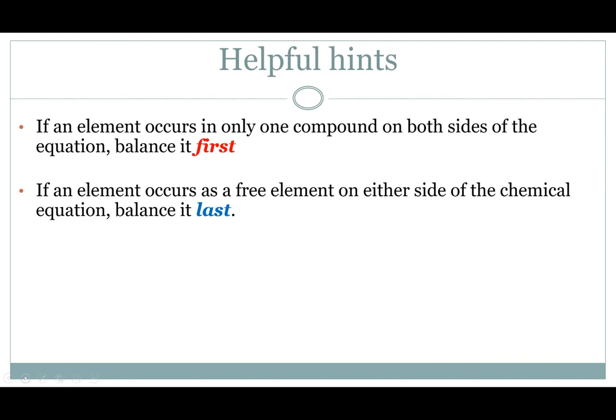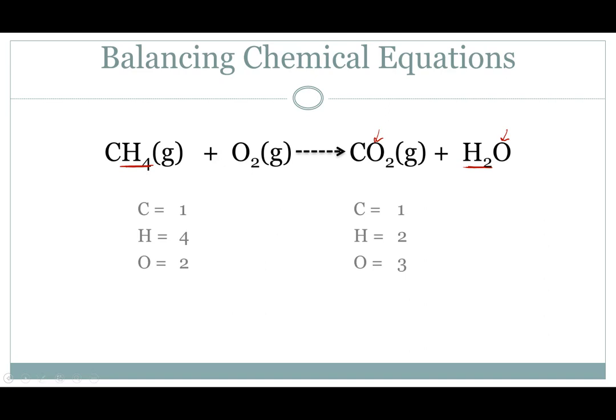If an element occurs as a free element on either side of the equation, balance that last. So again, back to our example. Here we see oxygen was a standalone as a reactant. That was really, really easy to manipulate at the end. So I could put a coefficient in front of oxygen, and that only changed oxygen. So that's always best to save for last because it's the easiest to manipulate at the end there.